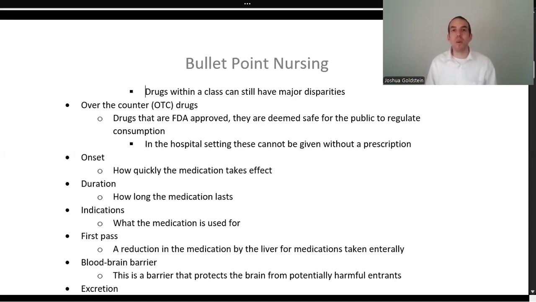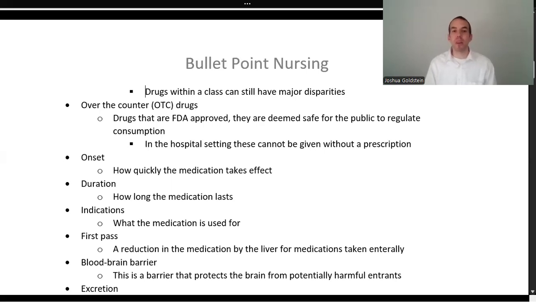If I give it PO, I'd have to give 5+ times more to get the equivalent dose. And why? Because the first pass effect is going to wipe out or knock down or destroy a ton of that medication, only letting a little bit through. That's a big part of the first pass effect that's commonly tested on. So hopefully you now understand that. If not, go back or reach out for questions.